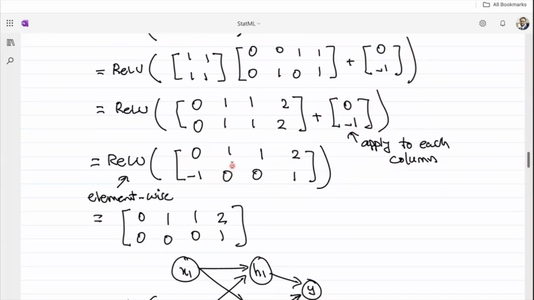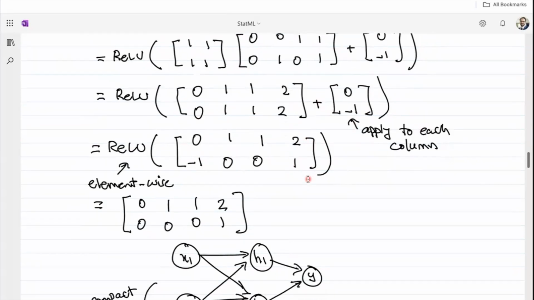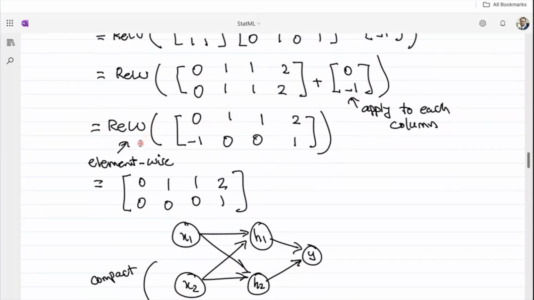which is what you get, right? So you add 0 to all the elements in the first row and -1 to all the elements in the second row. And remember, now you have ReLU, or rectified linear unit, and this one is also element-wise. So this means that any element that you have here, if it's less than 0, it's going to be 0. And if it's positive, you just keep that value, right? So these are the 4 elements you're going to keep.